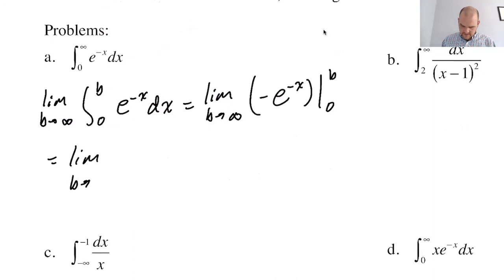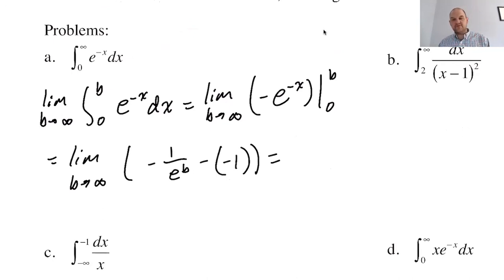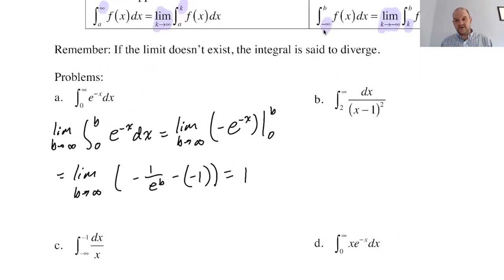Fundamental theorem, as B approaches infinity of negative e to the negative b. You might find it convenient, in fact I'm going to write it as negative 1 over e to the b, because it makes it way more obvious what's happening there. And then minus negative e to the 0, so just negative 1. Okay, if b is approaching infinity, e to the b is approaching infinity, so you have 1 over infinity. That's going to be 0. So overall, we're going to get 1 for this, and that is going to be our answer to that problem.